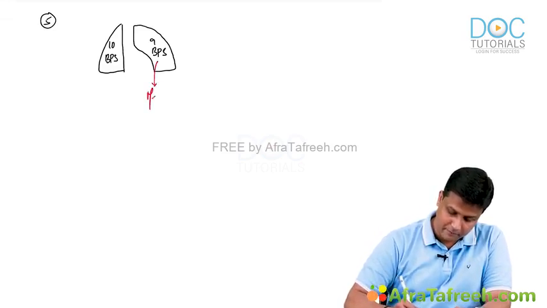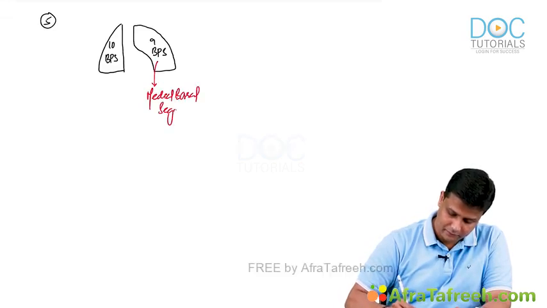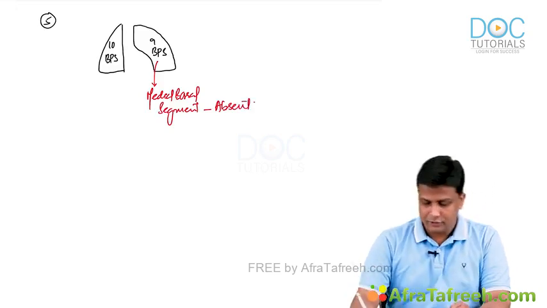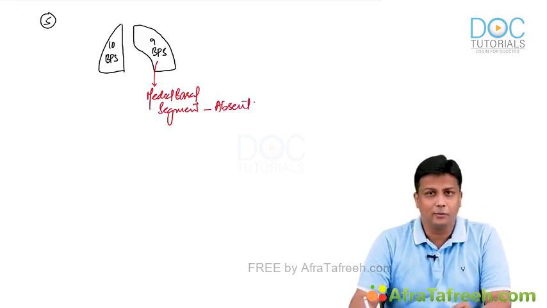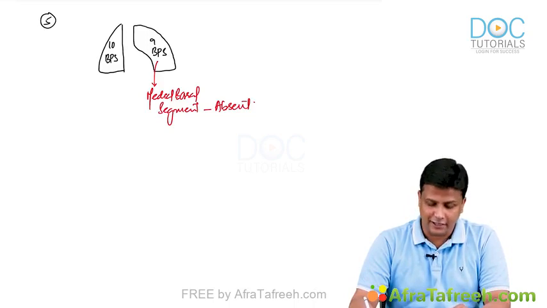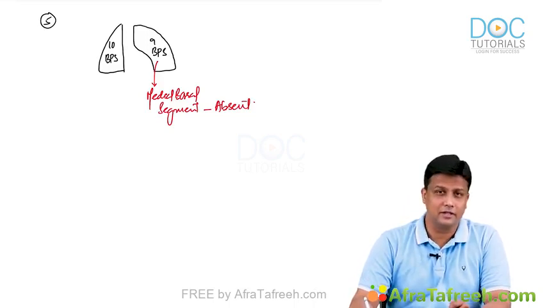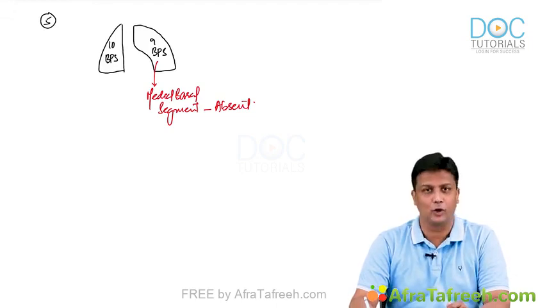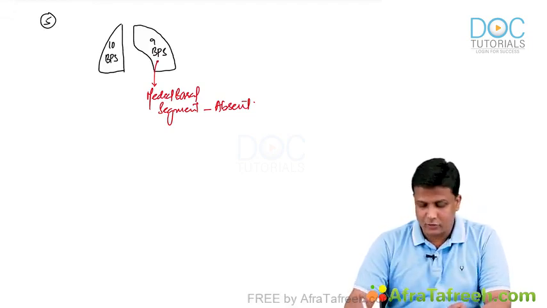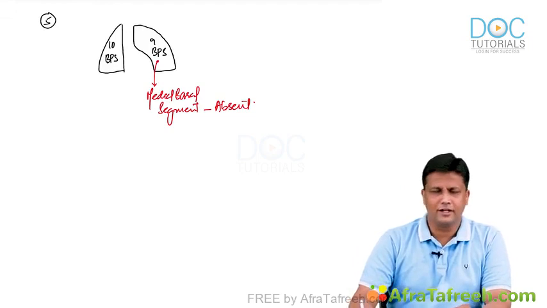So the medial basal segment will be absent. In most people, the right lung will have 10 bronchopulmonary segments and the left lung will have only 9. The reason is that the medial basal segment is absent, so as to accommodate your heart.